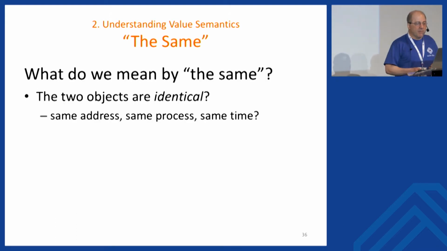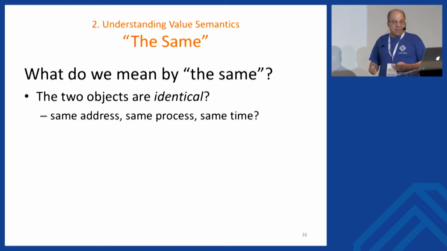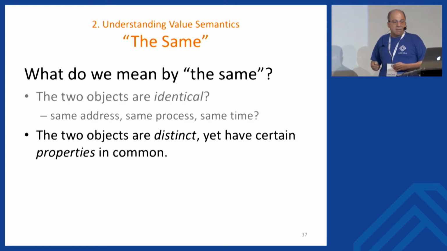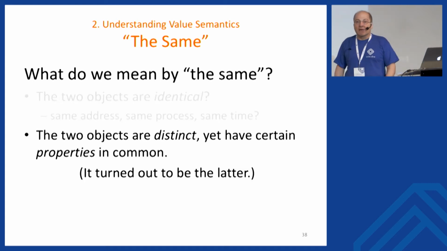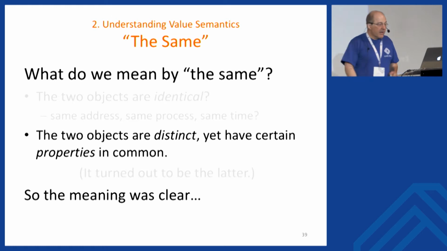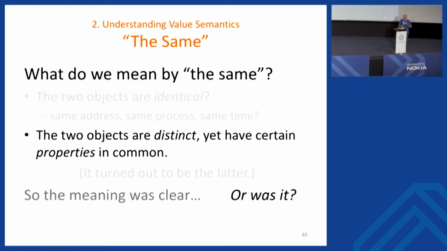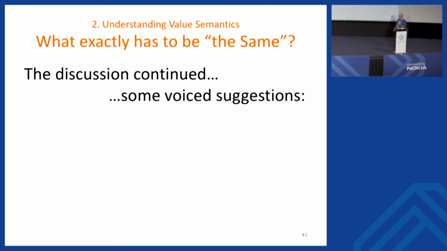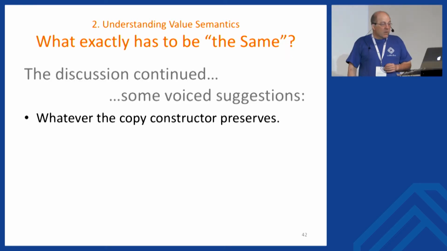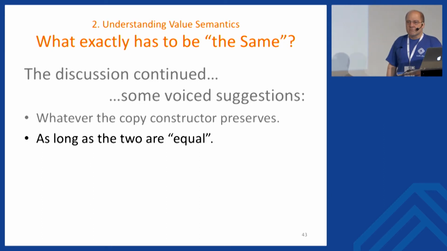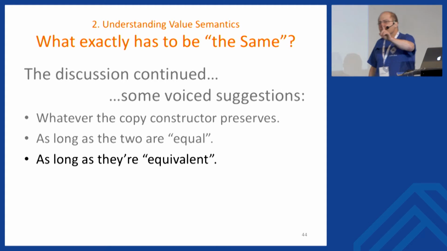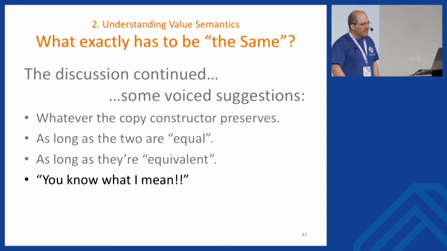What do you mean the same? The 2 objects are identical, same address, same process, same time. The 2 objects are distinct. You have certain properties in common. Well, finally they figured out it turned out to be the latter. Oh, joy. Okay? So the meaning was clear. Or was it? It went on. Whatever the copy constructor does, yeah, that's it. As long as the 2 are equal. As long as they're equivalent. You know what I mean?